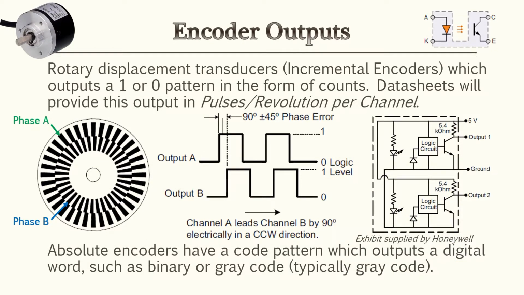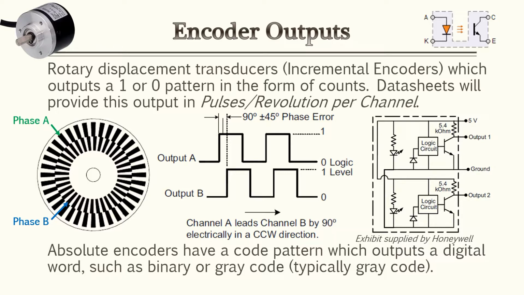So let's jump into a little more detail on this encoder output. For this particular one, we're going to go over rotary displacement transducers, and again, these are encoders, but these are incremental encoders, which provide a 1 or 0 pattern in the form of counts. So in the picture at the top left, you'll see an actual encoder, and as it spins, that pattern will turn with it and provide you a square wave on its output.